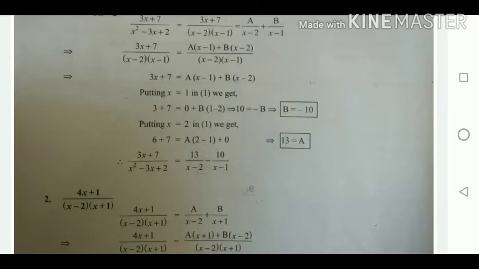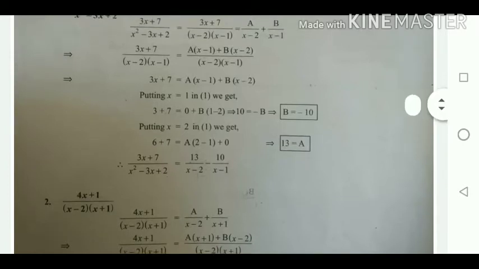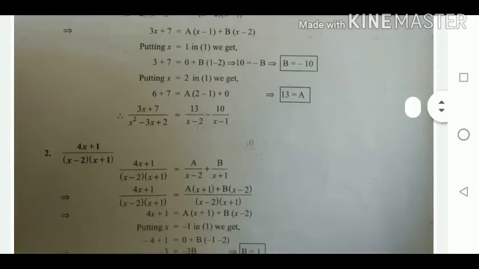The first step is putting x equal to 1 in equation 1. Equation 1 is 3x plus 7 equal to a into x minus 1 plus b into x minus 2. So 3 plus 7 equals a into 1 minus 1, which is 0, so 0 into a is 0, plus b into 1 minus 2, which is minus b. Therefore minus b equal to 10, b equal to minus 10. Now put x equal to 2 in equation 1, we get 6 plus 7 equal to a into 2 minus 1 plus 0, that is, the b term becomes 0. We are getting the value of a, that is a equal to 13.